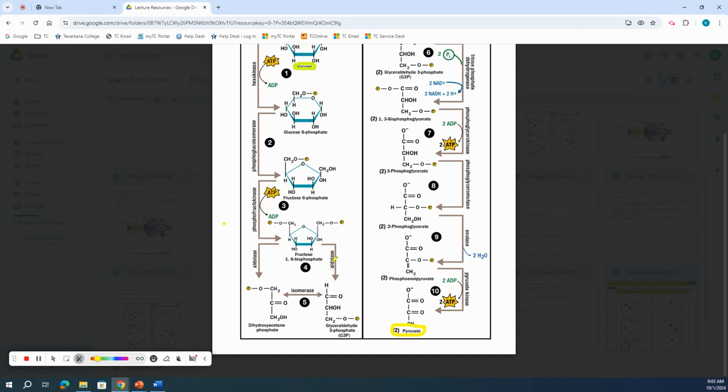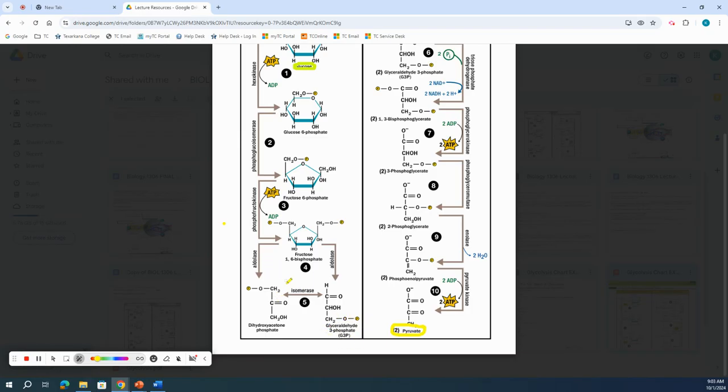Now, I don't really have anything for you with aldolase. I will tell you on your test you only have to write it once. You don't have to write it on both arrows. But aldolase is going to turn fructose 1,6 bisphosphate into dihydroxyacetone phosphate and glyceraldehyde 3-phosphate. Okay, these G3Ps.